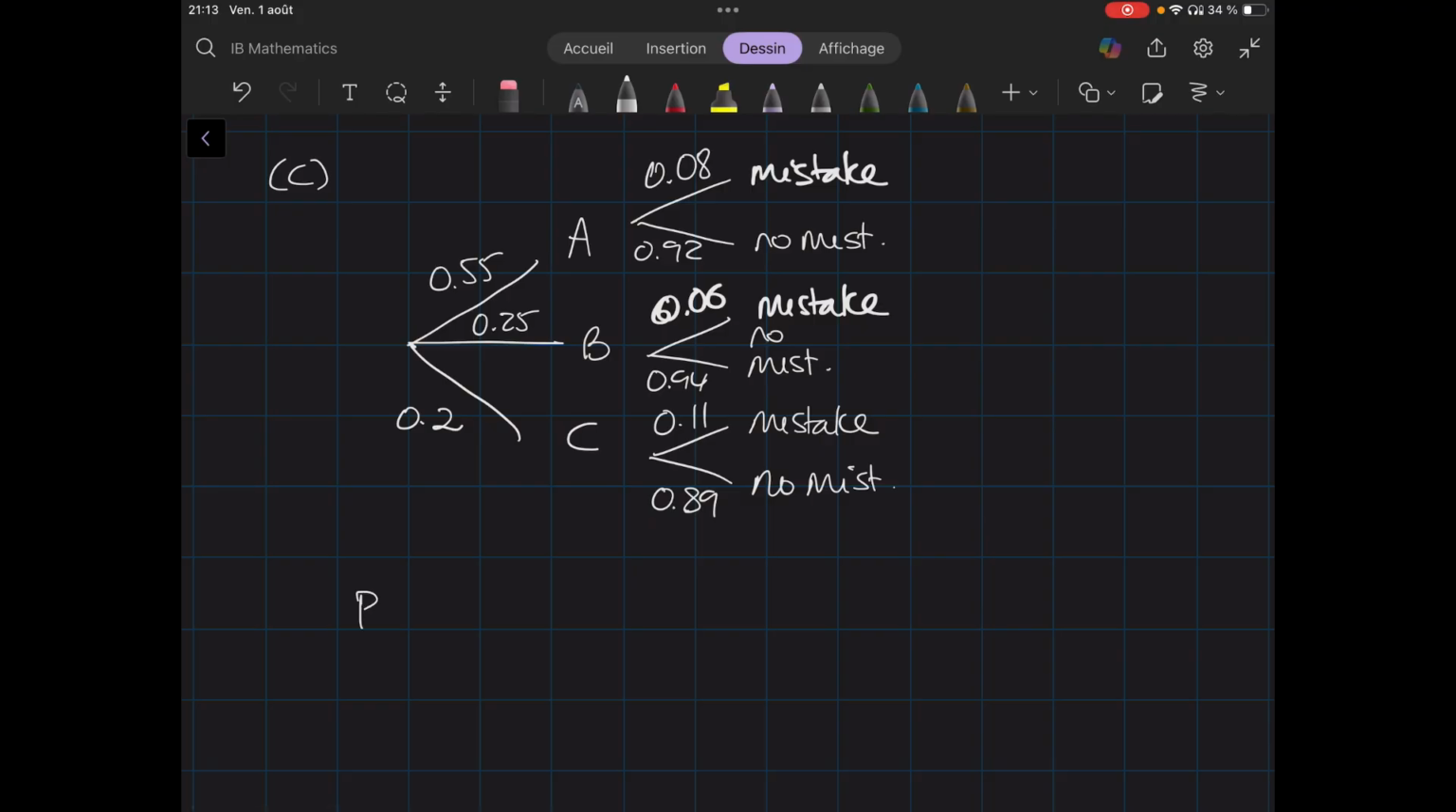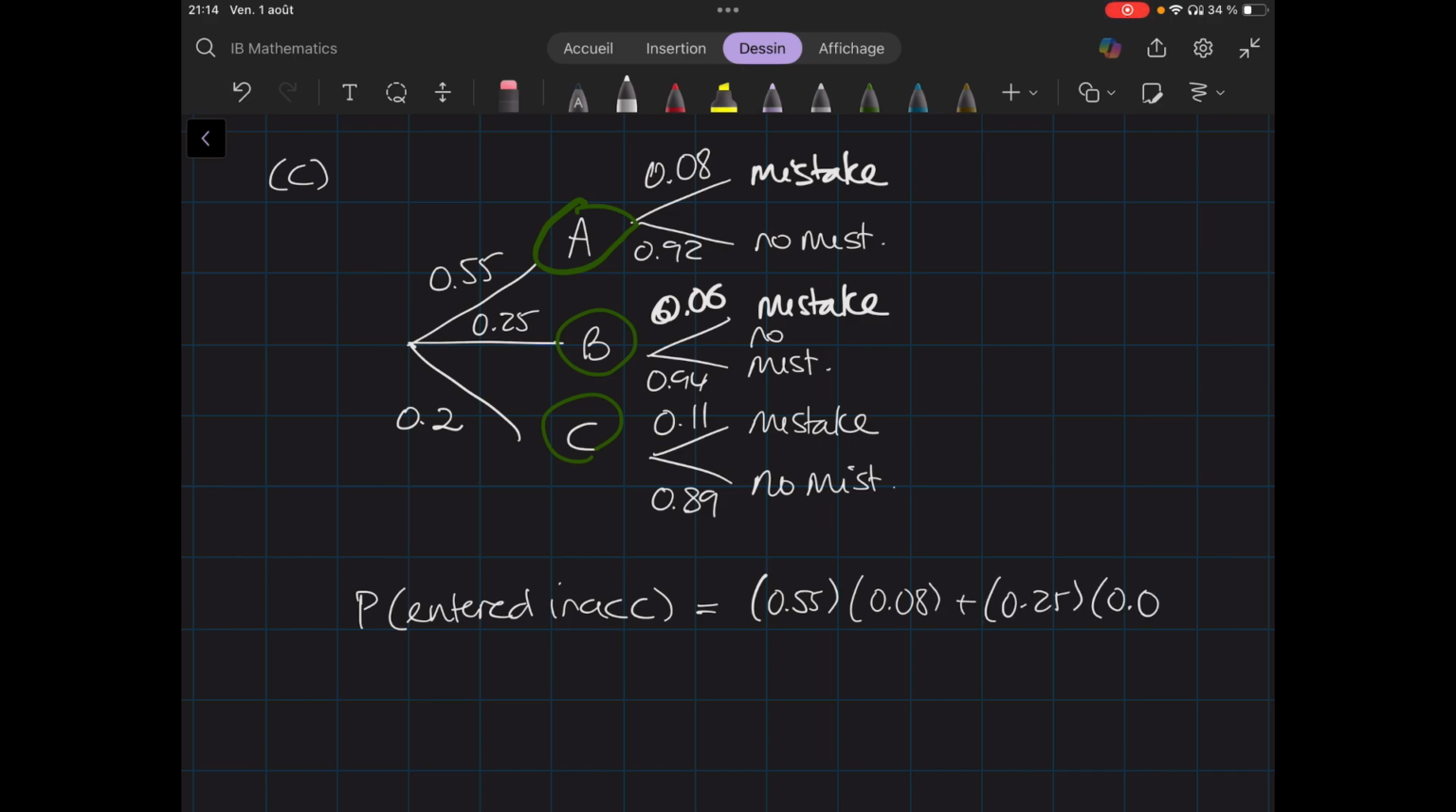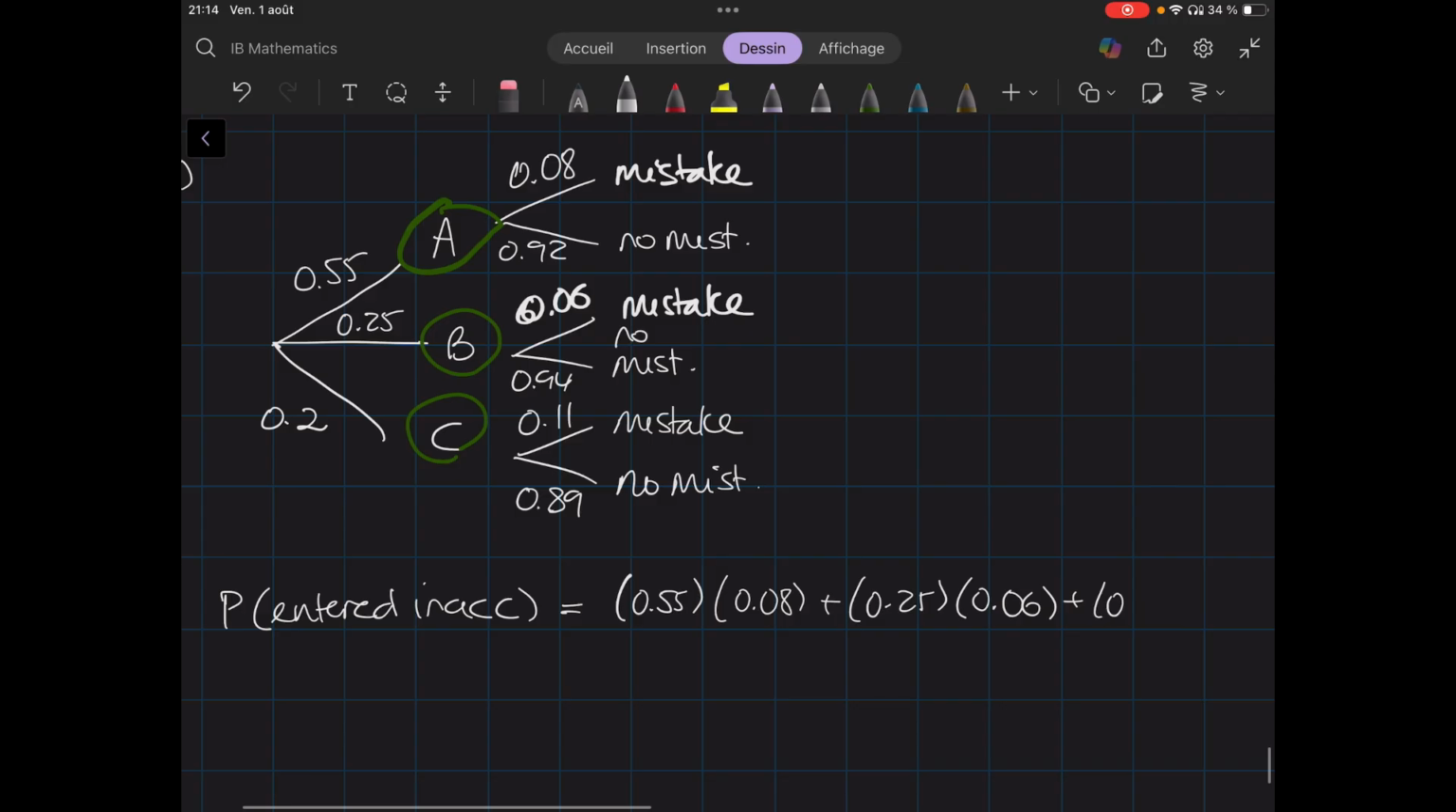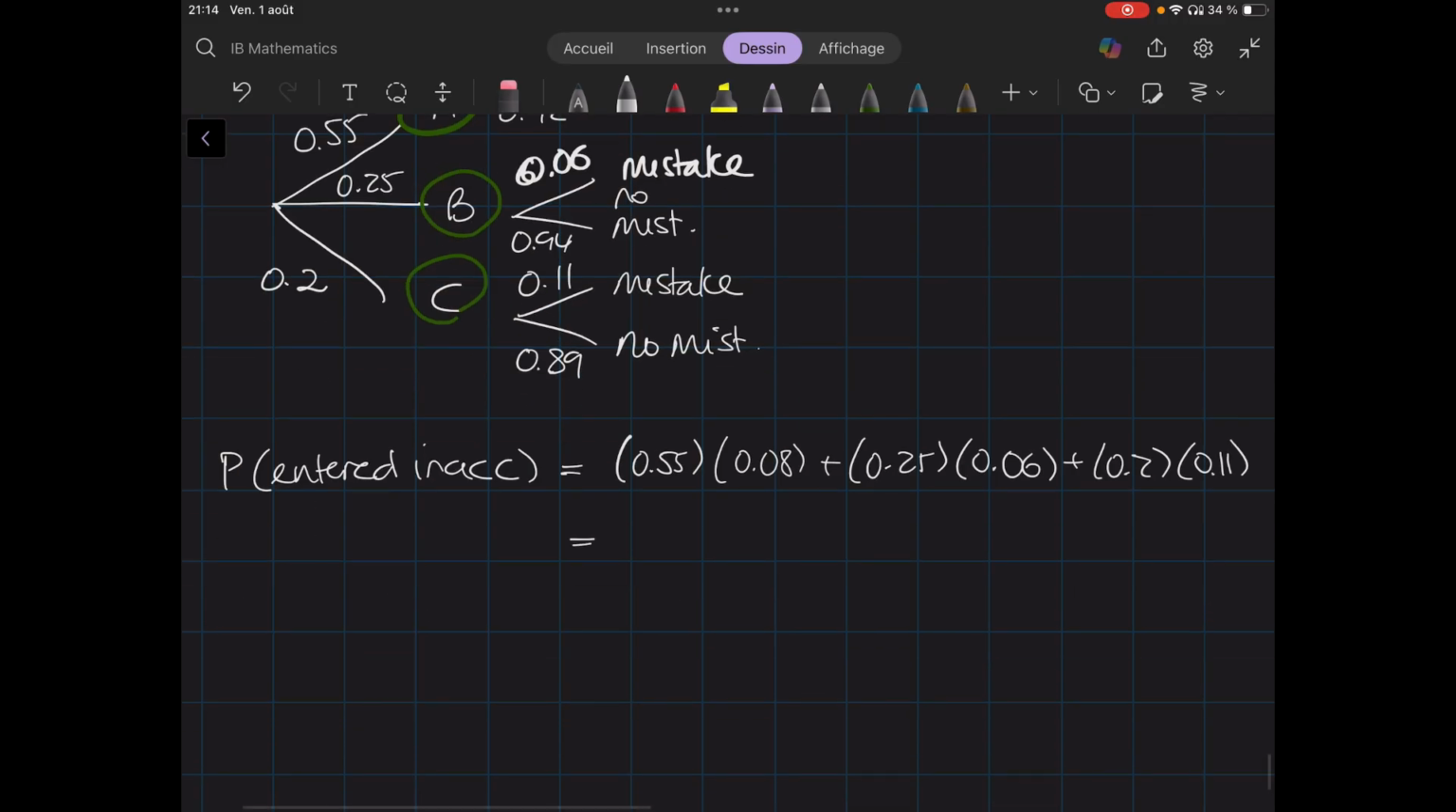Find the probability that a randomly selected survey was entered inaccurately. So we have three pathways, right? Either it's inaccurate due to Amanda, or due to Bryce, or due to Carmen. So that is equal to 0.55 times 0.08 plus 0.25 times 0.06 plus 0.2 times 0.11. And that will give you 0.081.